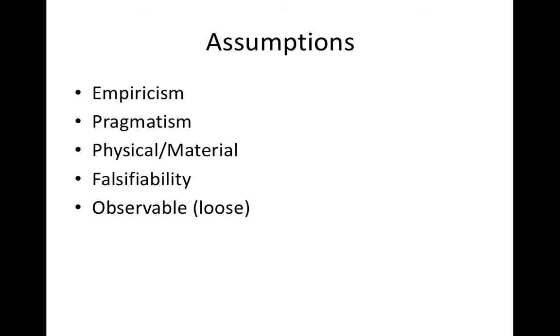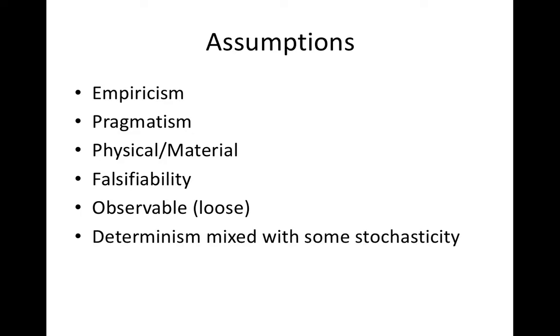I hold a loose observability criteria, and that is that what we see is going to be of primary concern. That doesn't mean that there aren't events that we can't see. It's just that we're not going to give them, especially, a principled status. In fact, I'm going to do the opposite. I am a determinist in the sense that I believe that behavior is caused, but there are some random events or stochasticity in our world. So I just want to acknowledge these assumptions as I'm teaching.